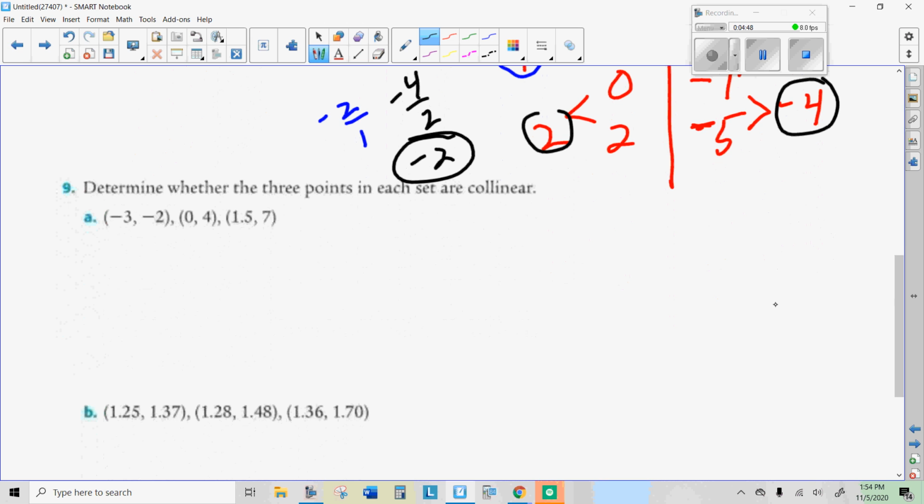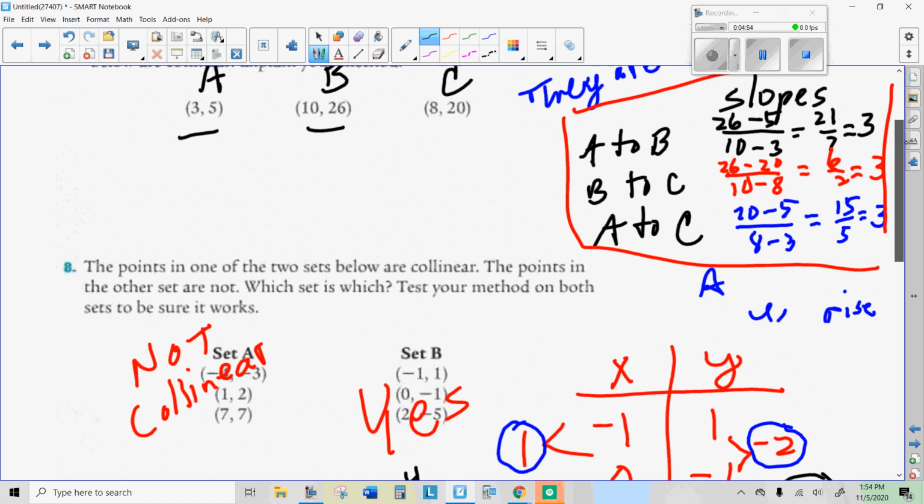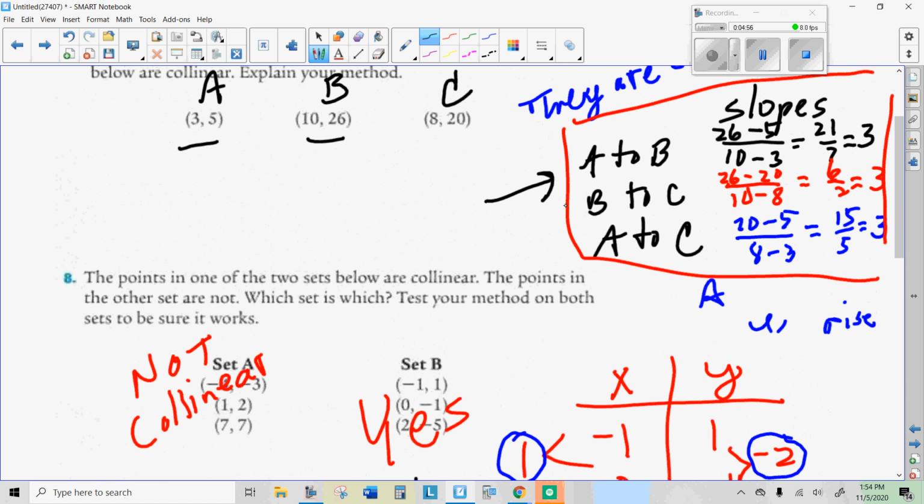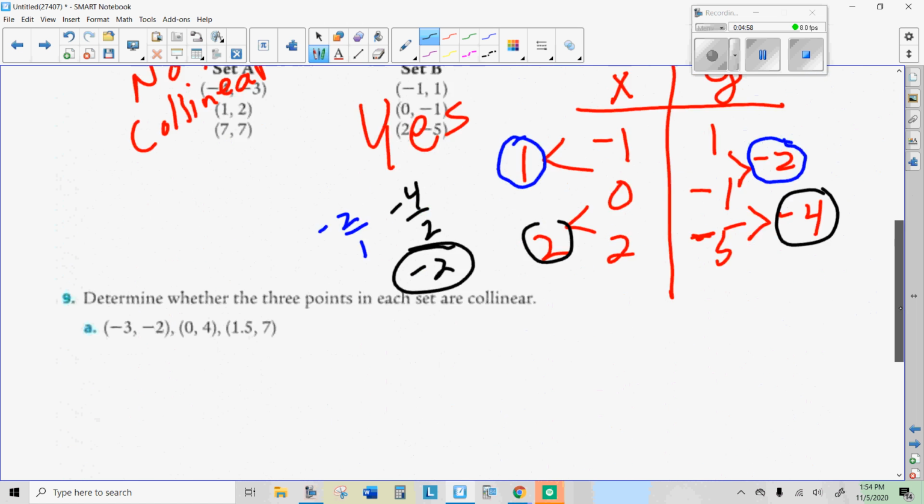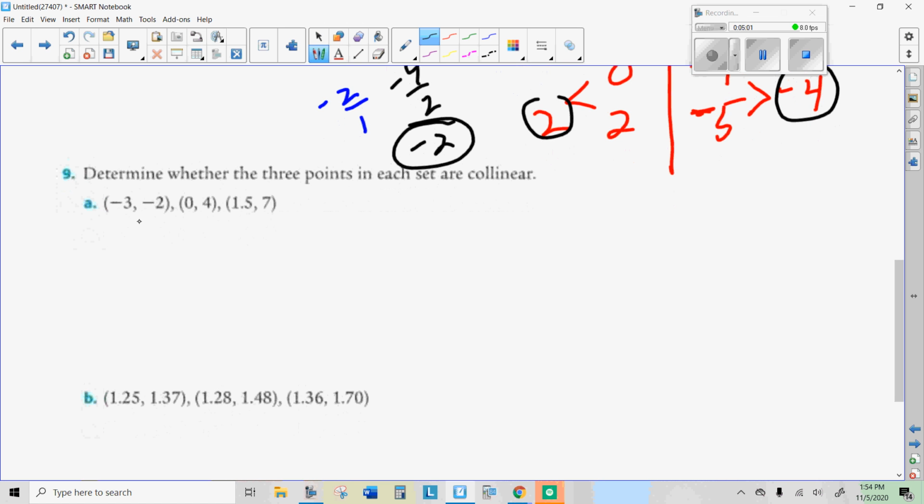All right, so once again, use whatever method you like to determine. And notice that on this one, I actually found 3 slopes. That's not necessary. You could just do two slopes. You could find the slope from there to there, and then the slope from there to there. And if those two numbers are the same, then you're good. They're collinear. If they're not the same, then it's not collinear. Now remember, collinear means that they're lining up in a straight line.